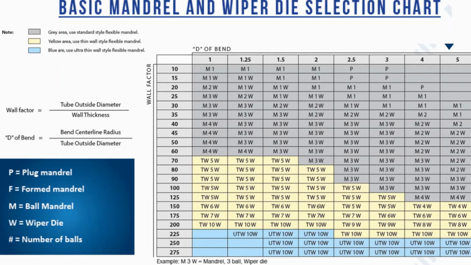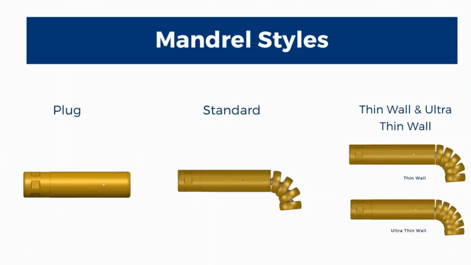Next, we'll talk about mandrel styles. The 4 configurations shown in this view provide the most common mandrel styles, from simple in the plug to the ultra thin wall, more complex. We'll go over them in more detail in the next slides.